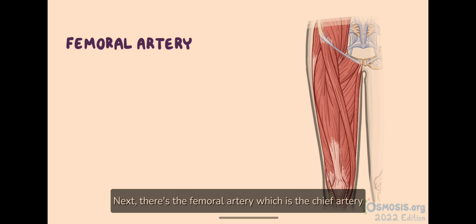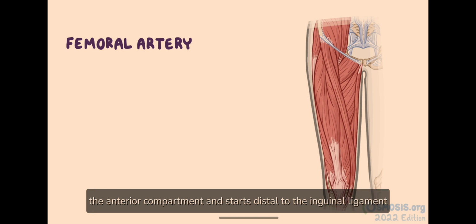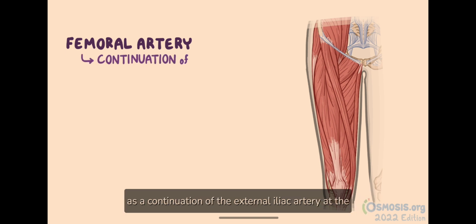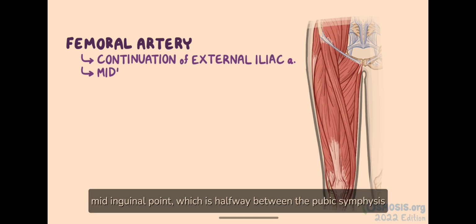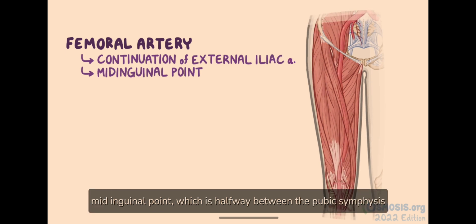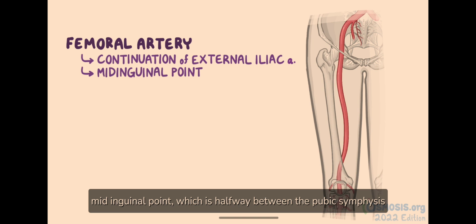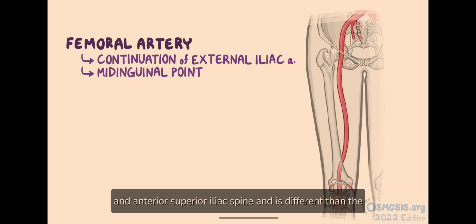Next, there's the femoral artery, which is the chief artery of the lower limb. The femoral artery is located in the anterior compartment and starts distal to the inguinal ligament as a continuation of the external iliac artery at the mid-inguinal point, which is halfway between the pubic symphysis and anterior superior iliac spine, and is different than the midpoint of the inguinal ligament.